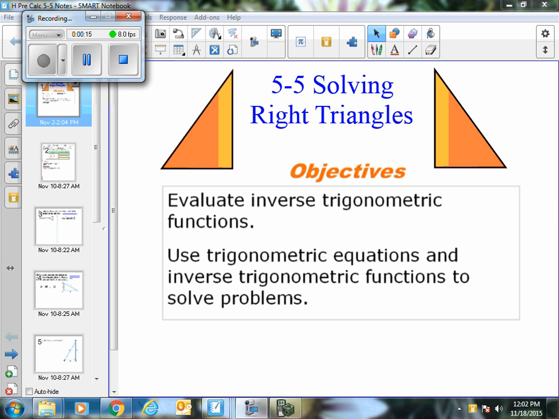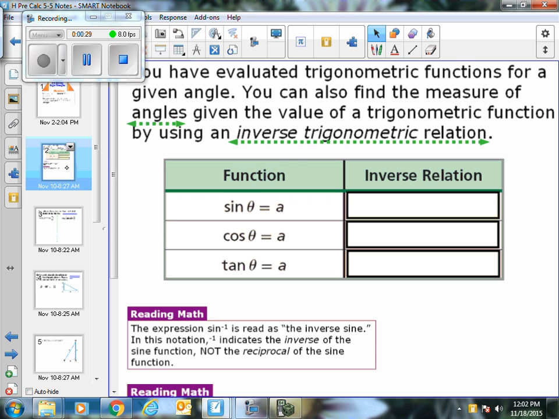But in this section, we're going to be looking at how you solve for the angle measurements. We didn't actually ever talk about how you would figure out the value of the angle if you know the ratio of sides. So we're going to work backwards and use inverse operations to do that. So that's our next piece.